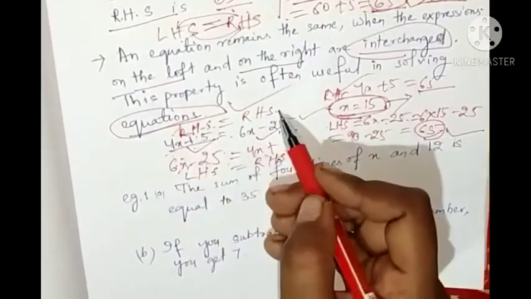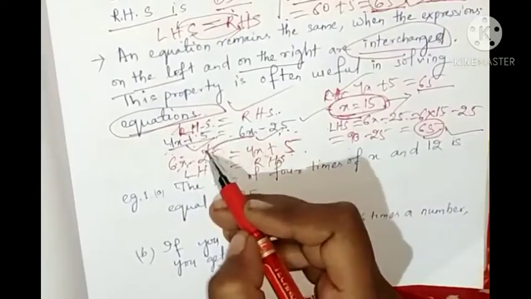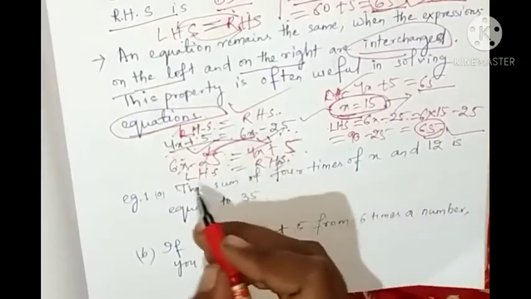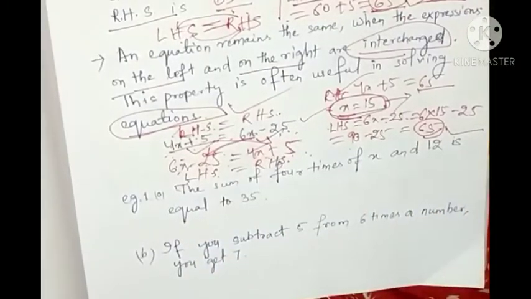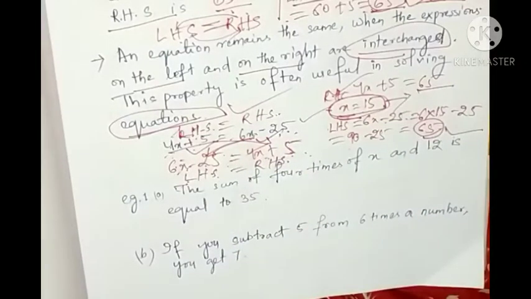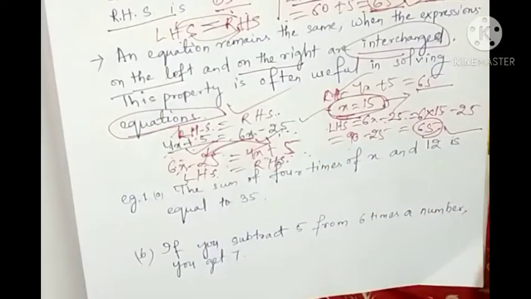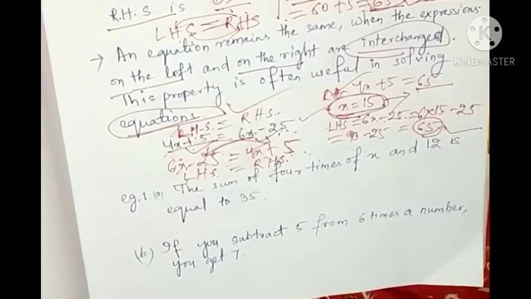So LHS equal to RHS. For interchanging, I interchange 6x, bringing the RHS to the LHS place and the LHS to the RHS place. You can see here, LHS equal to RHS. Okay, so here what we have seen: if we are interchanging the expression, taking left to the right and right to the left, still the equation remains the same. Equation cannot be changed. Okay, let's see some examples.